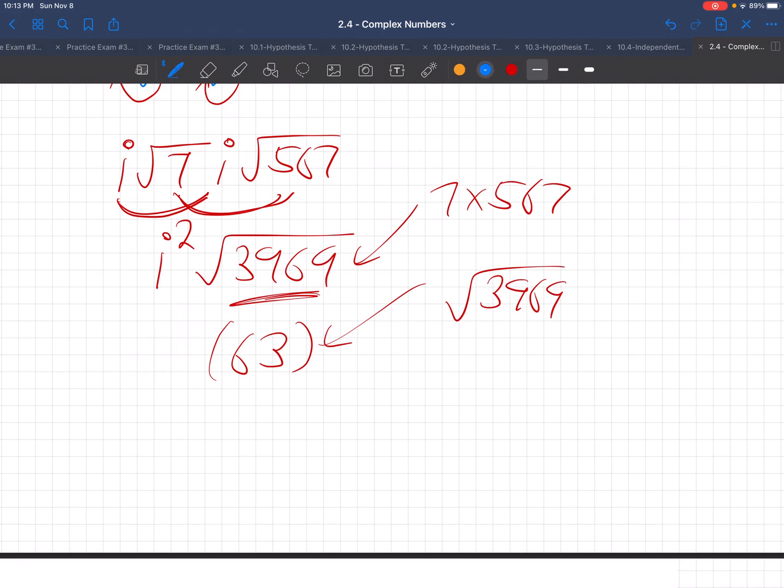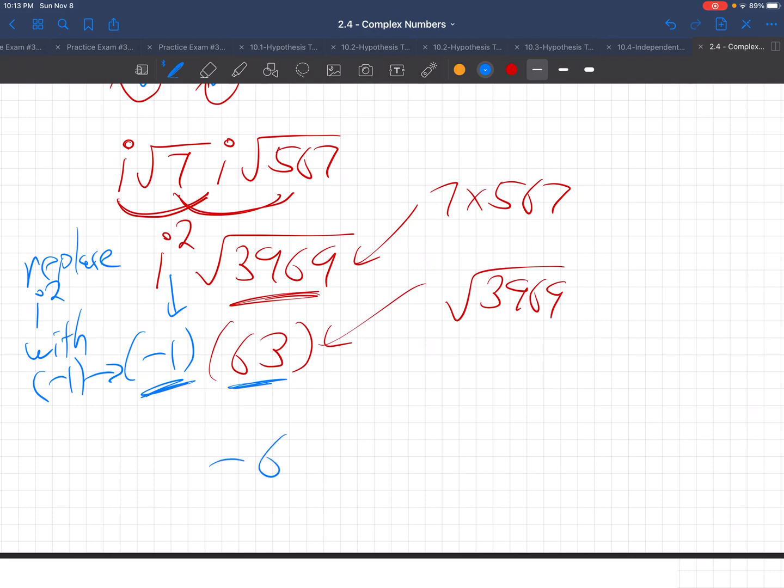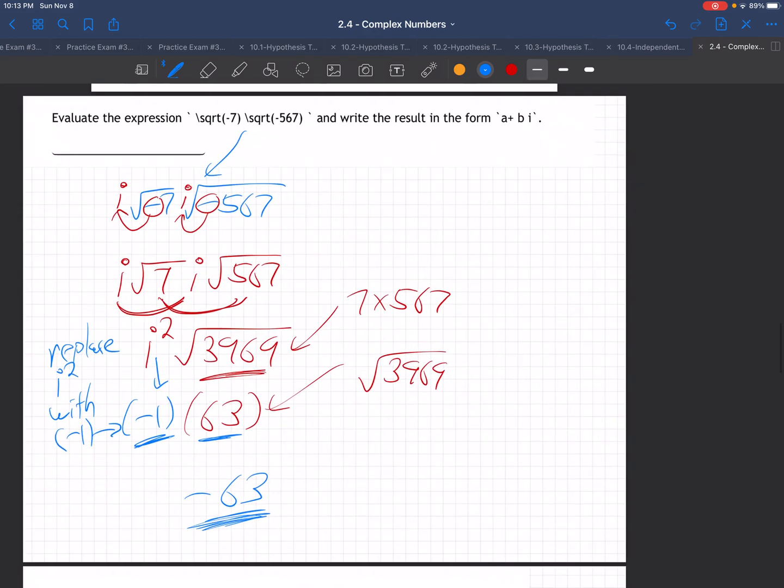Remember what we always do with i squared? Negative 1. We always replace i squared with negative 1. So this becomes negative 1 times 63. This is negative 63. We're done. So that was an interesting question.